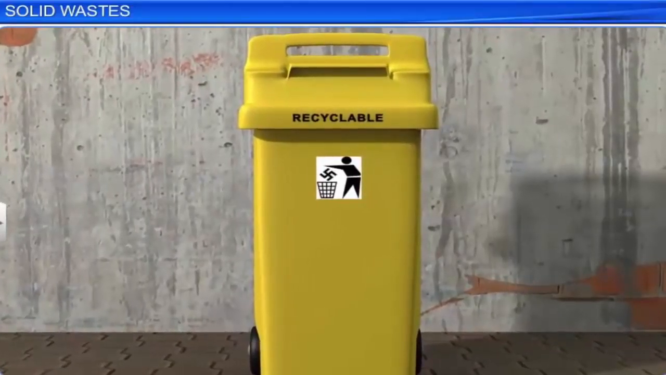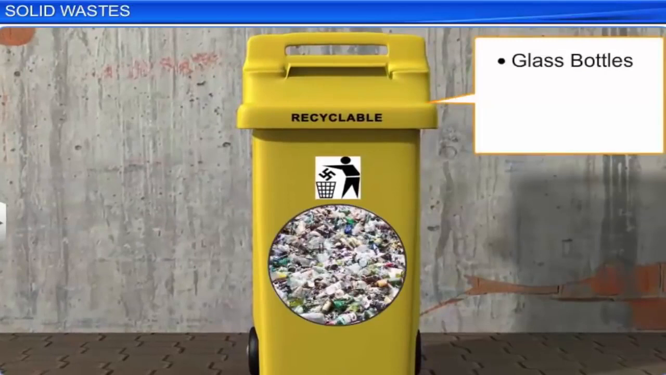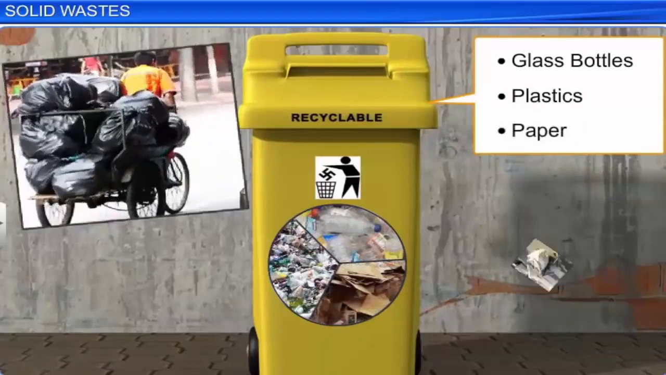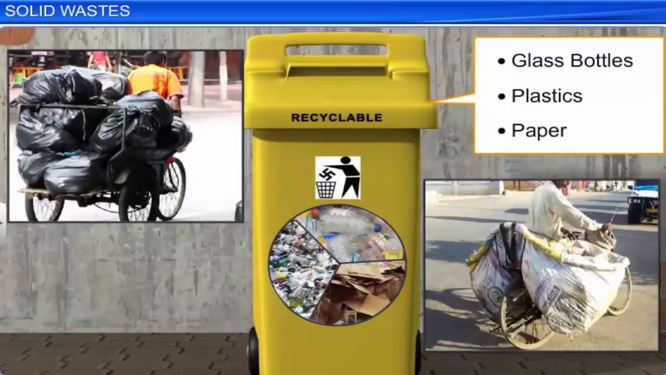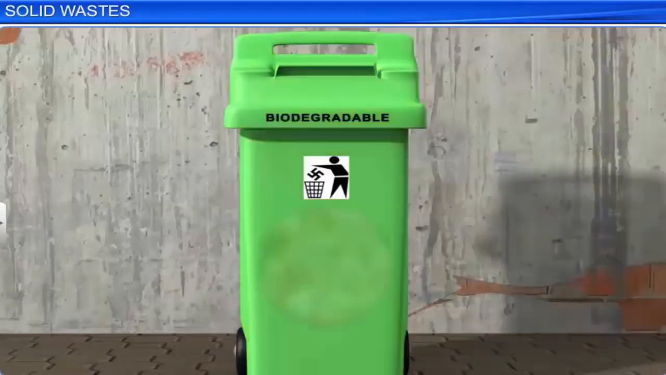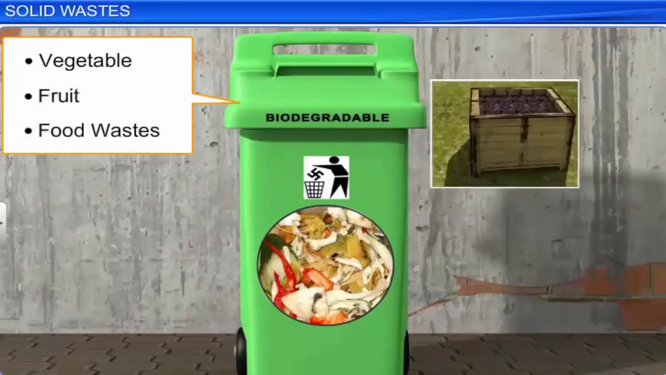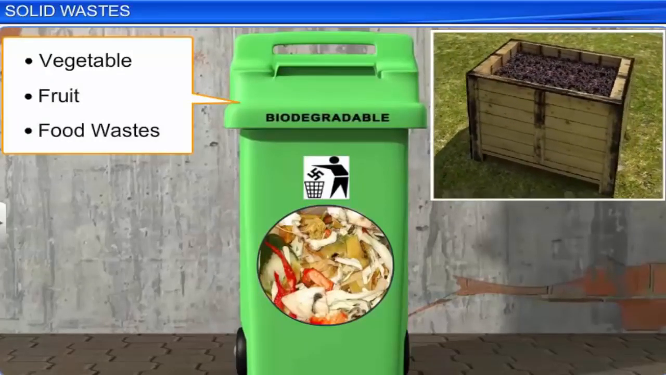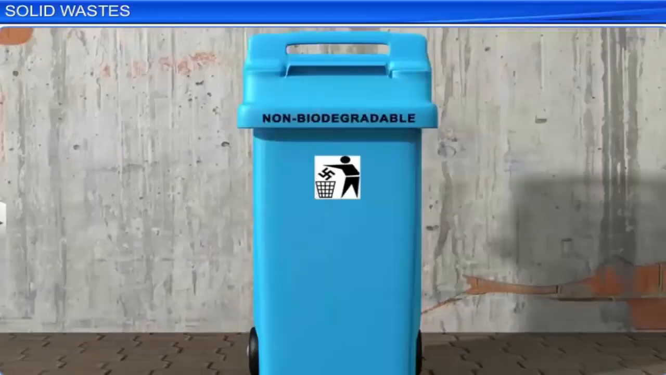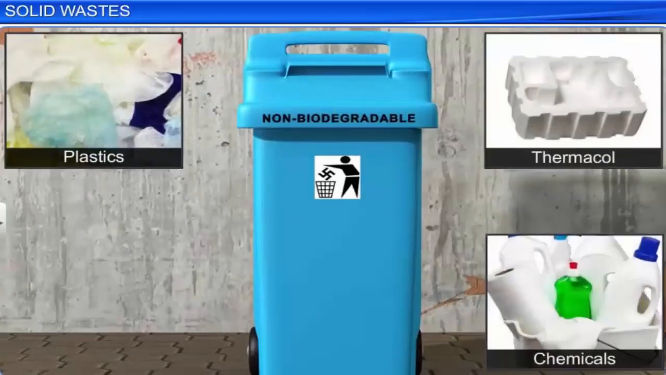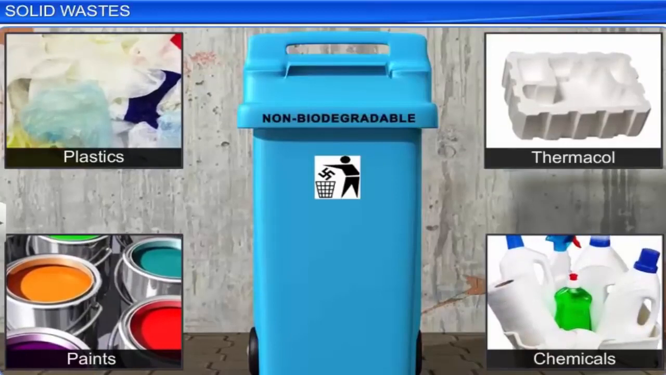Recyclable or reusable wastes such as glass bottles, some types of plastics, and paper can be given to rag pickers, while biodegradable wastes such as vegetable, fruit and food wastes can be put into composting pits in gardens. The remaining non-biodegradable wastes such as plastic, thermocol, chemicals and paints need to be carefully handled.